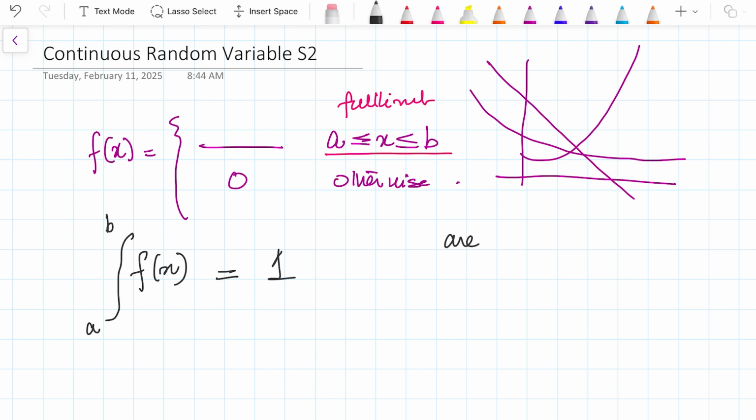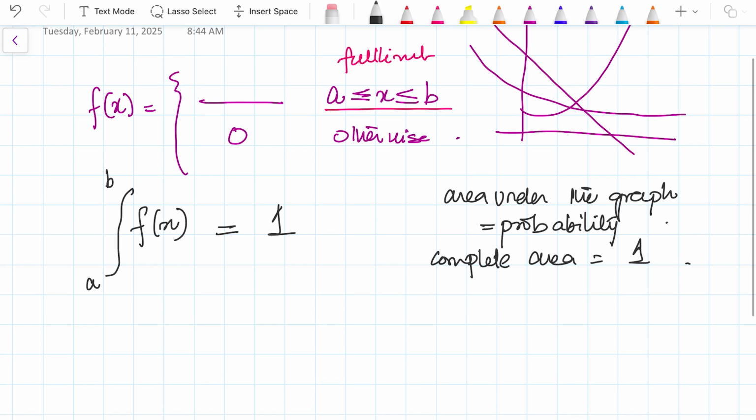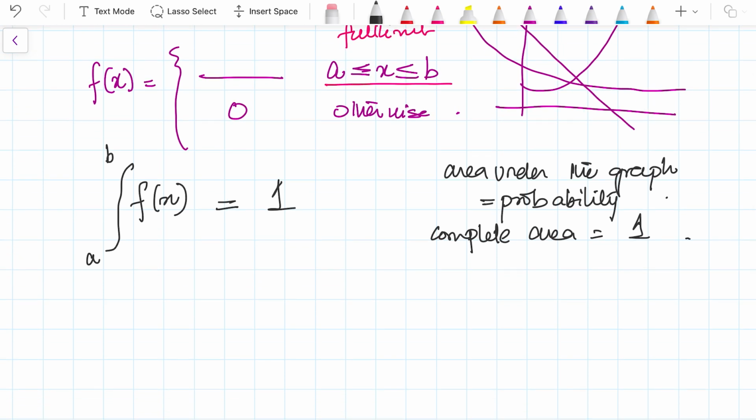Remember, area under the graph. This is something that you know from S1. Area under the graph gives you probability. And complete area is equal to 1 because the total probability is always equal to 1. So the first concept is when you integrate the function with its full limit, the answer is equal to 1. So I'm going to make a box out of it.